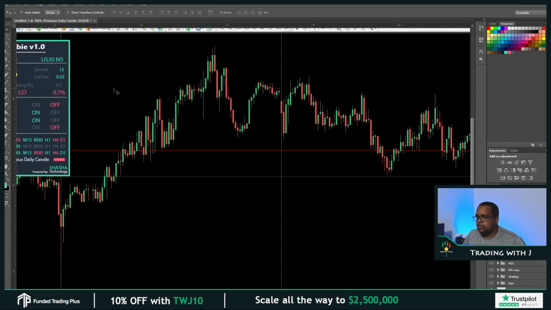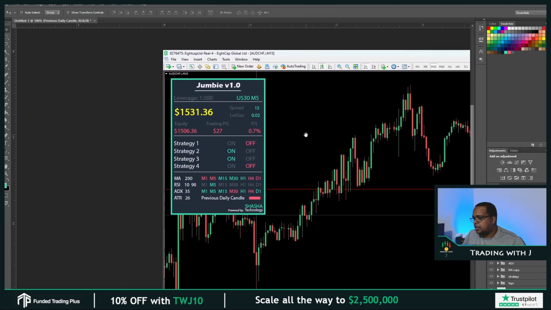So let me just zoom in here. If we look at it, you can see it's pretty simple, it's pretty straightforward. Now, if you're not from Trinidad and Tobago, you're not from the Caribbean, you may not know what a Jumbie is. But you could Google it. You'll get a nice history lesson there.